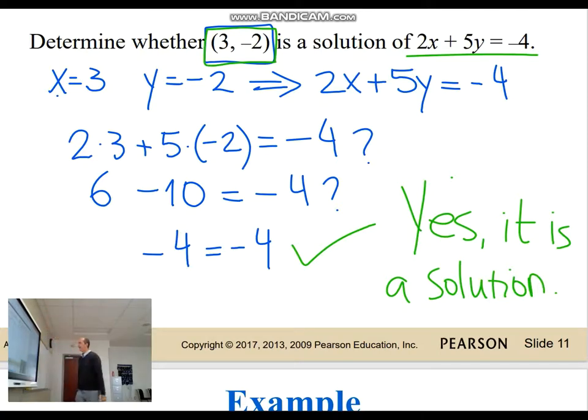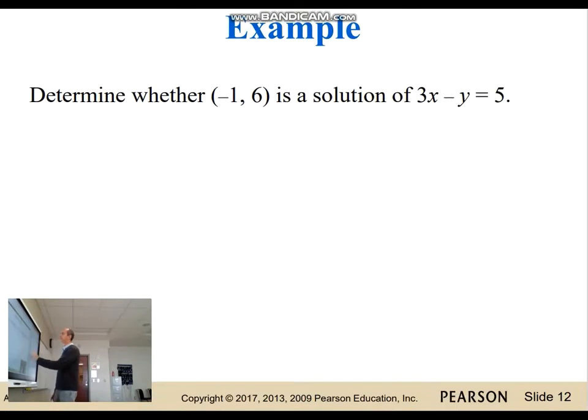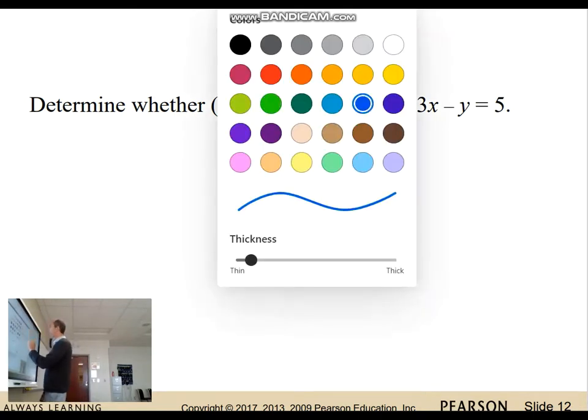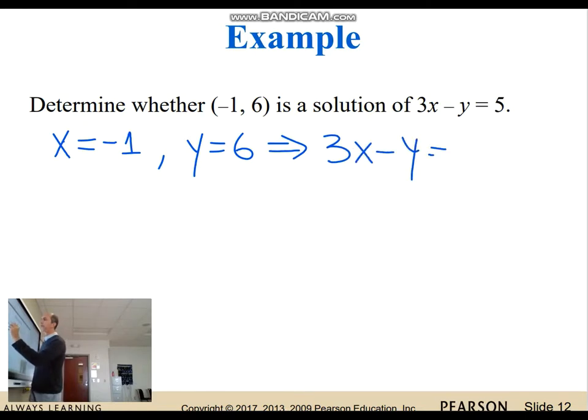Okay, and let's try another example here. It's the same thing. We have to determine if the ordered pair x equals -1 and y equals 6 is a solution of 3x minus y equals 5. So, plug in x equals -1 and y equals 6 into 3x minus y equals 5, and check what happens, if it's true or if it is false.